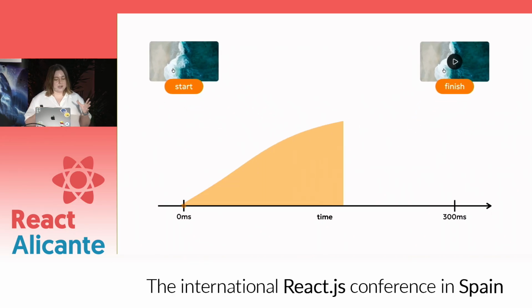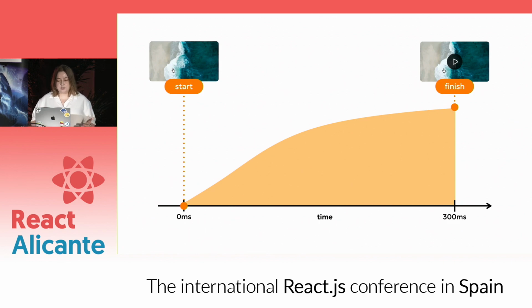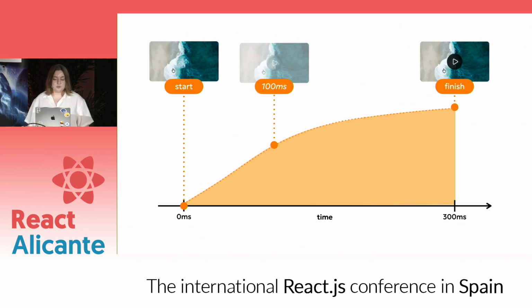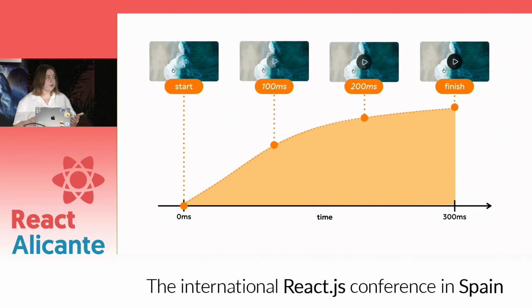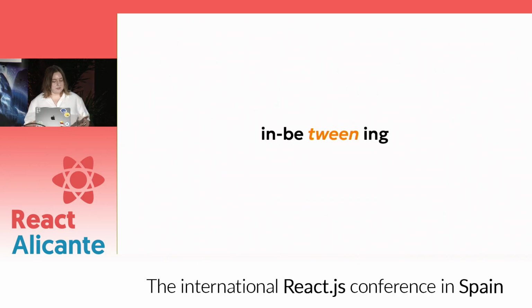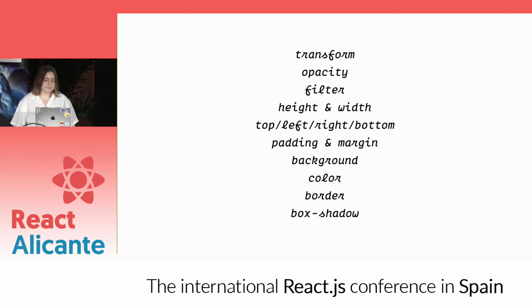The browser works by taking our start and end values and then calculating all of the intermediate values needed for each frame, and then applies those smoothly over the specified duration. This process is also called tween animation, from in-betweening, because we are calculating all of those in-between states. And normally we can animate any property that can be interpolated, like transforms, width and height, colors, and more.